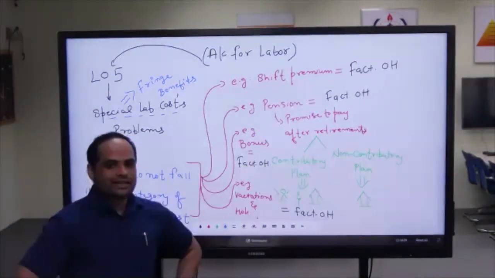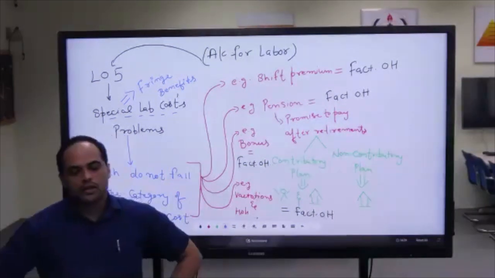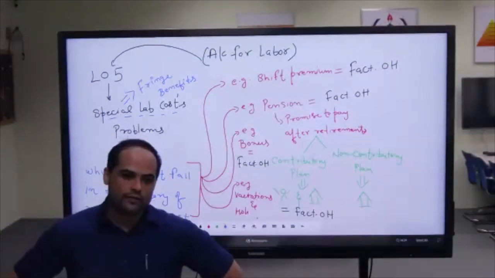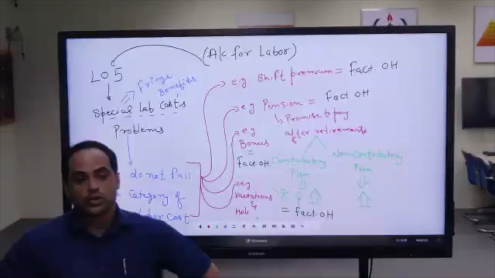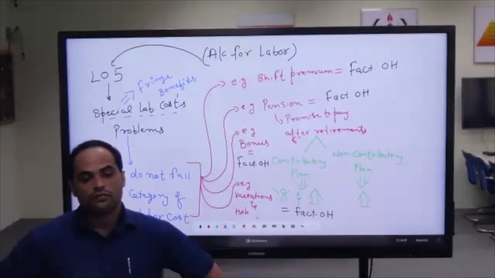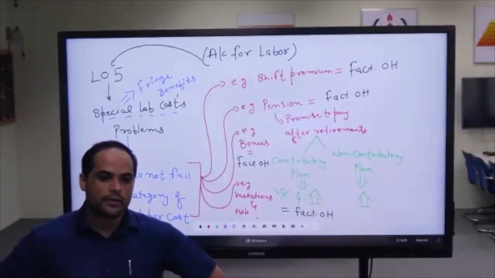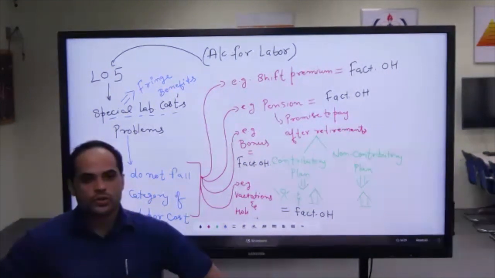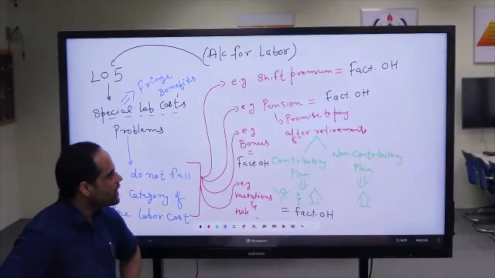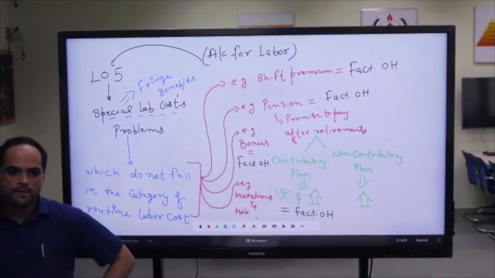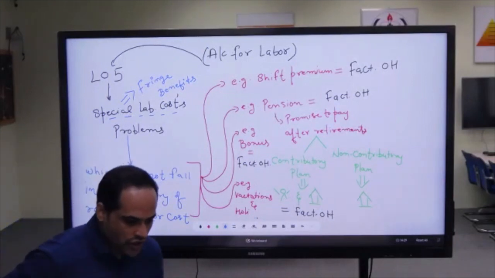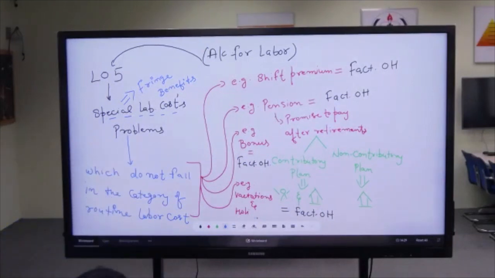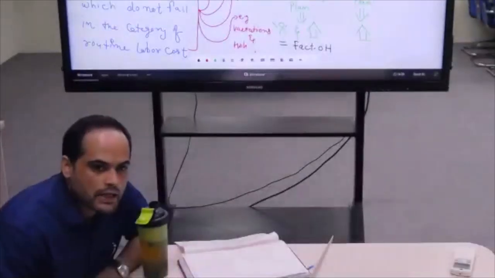So that's all about learning outcome 5, and that's all about topic 3, which is accounting for labor. So topic 3 is finished. If you have any question regarding this topic, please feel free to ask me.